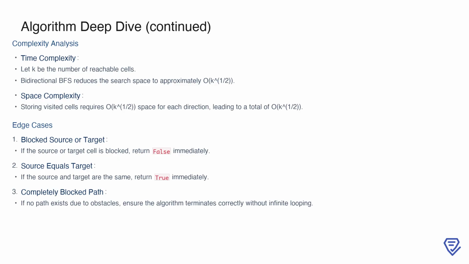Regarding edge cases, there are several to consider. If the source or target cell is blocked, we can immediately return false, as no path is possible. If the source and target are the same cell, we can directly return true. Finally, in situations where the path is completely obstructed by obstacles, the algorithm will terminate correctly without entering an infinite loop. These considerations ensure that the solution is robust and handles all scenarios appropriately.